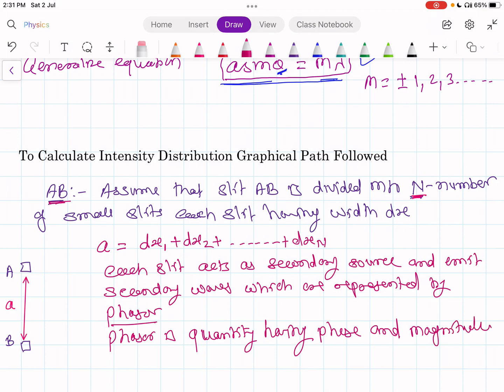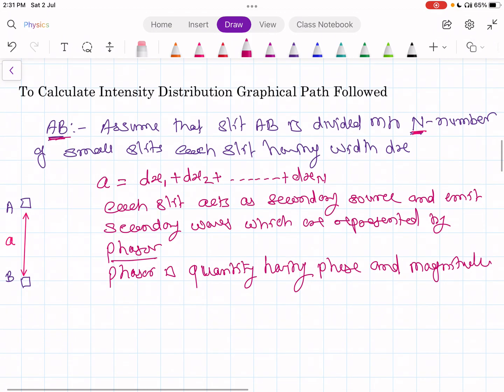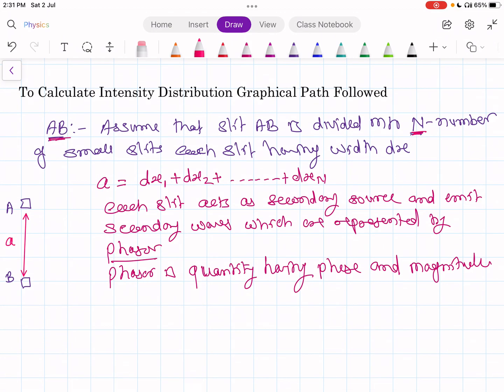Just like a vector has direction and magnitude, our phasor has phase and magnitude. So from each slit, instead of saying that each slit acts as a secondary source and emits secondary waves, we are saying that each slit acts as a source and emits phasors in all directions.